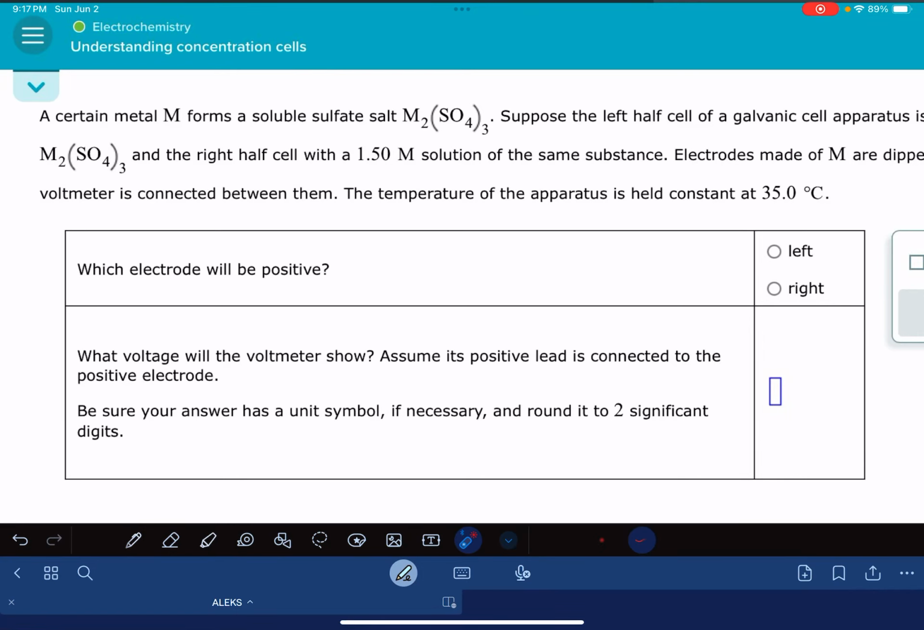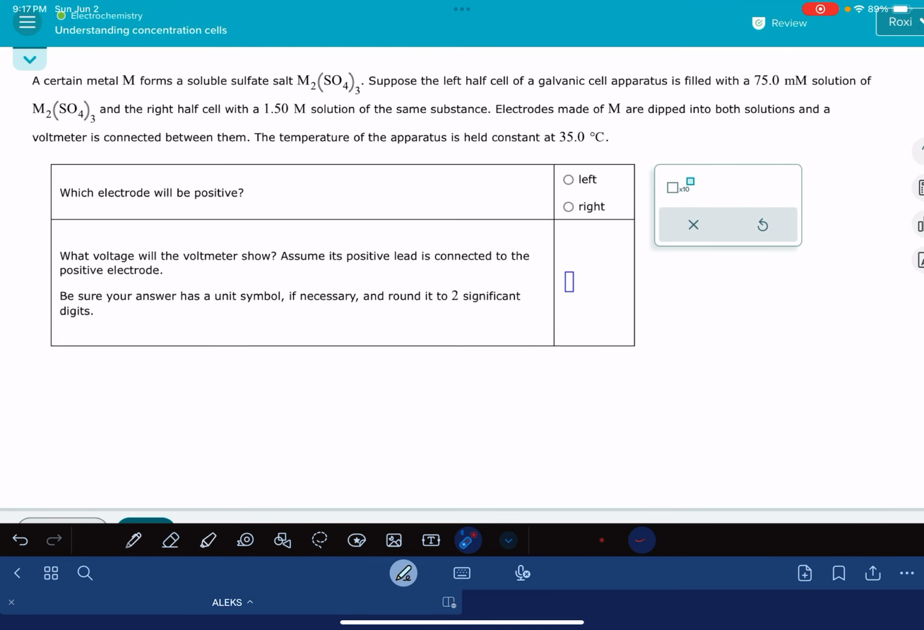In this video, I'm going to show you how to solve the ALEKS problem called Understanding Concentration Cells. And if you're watching this video, it's probably because you've been stuck on this problem for a while. It is actually pretty tricky, but don't worry, I am here to help you out.